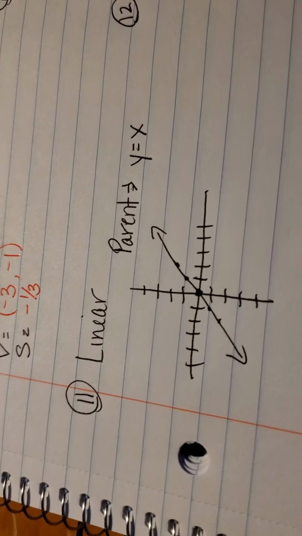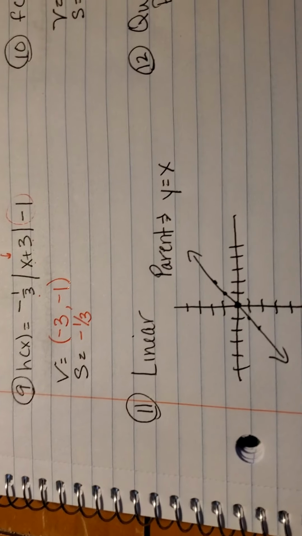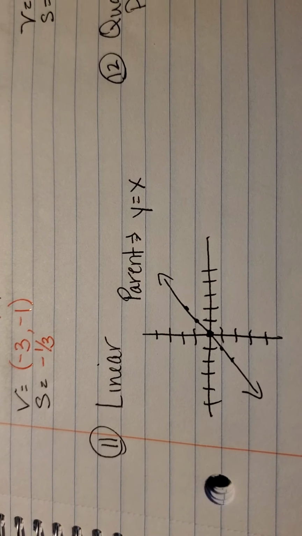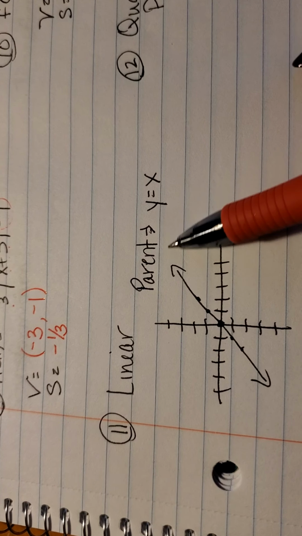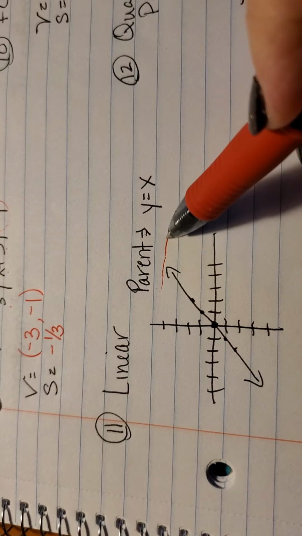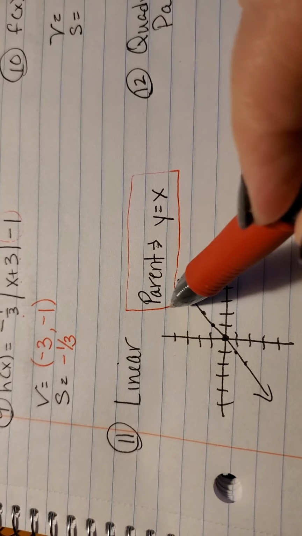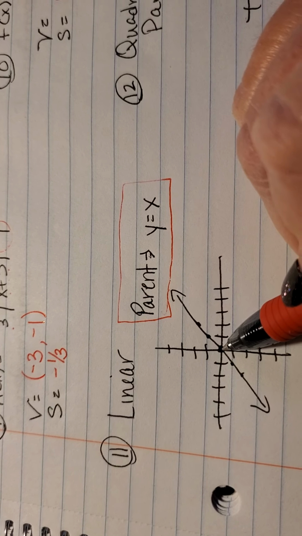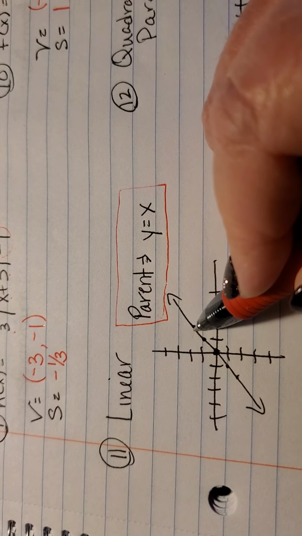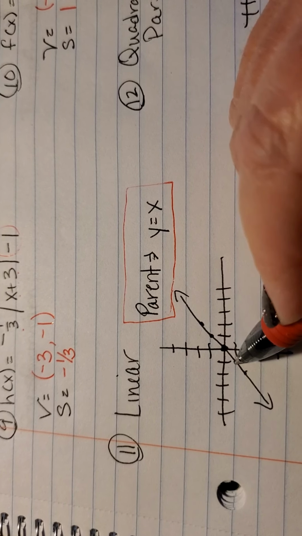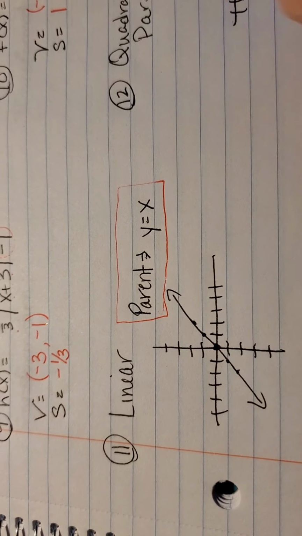On number 11, they want you to graph the parent function and write it. The parent function of a linear equation is y equals x. And it starts at the origin. You'll notice that all of them start at the origin, and you just go up 1 over 1, up 1 over 1, or you can go down 1, left 1, down 1, left 1, and make your straight line.